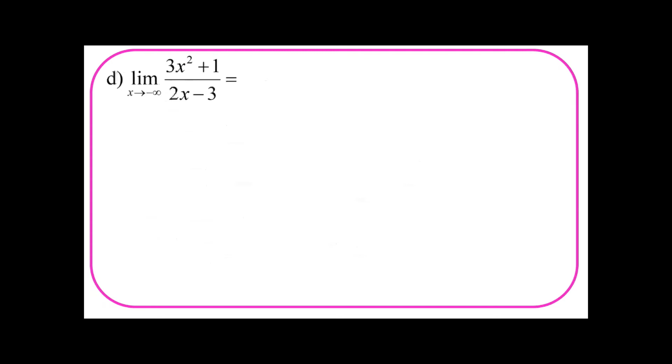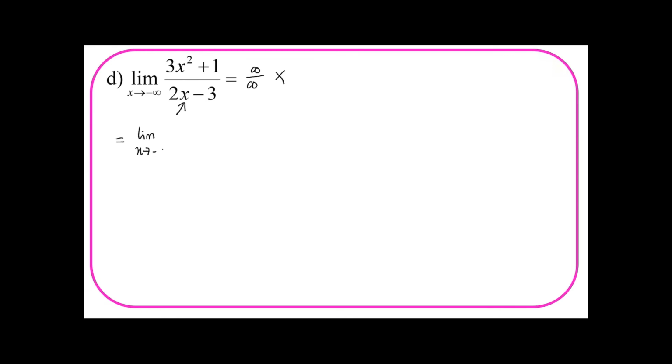Next one. Part D, we have limit of x approaches negative infinity of (3x squared plus 1) over (2x minus 3). Infinity over infinity is an indeterminate case after we try to directly substitute the limit. So now, using the same concept, we just have to divide every single term by the highest power of denominator. I repeat, highest power of denominator. In this case, our highest power would be x.